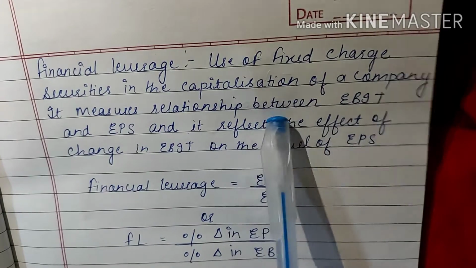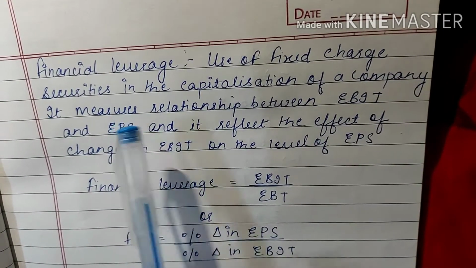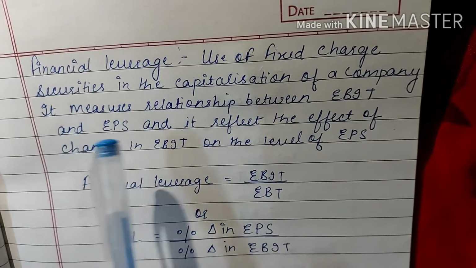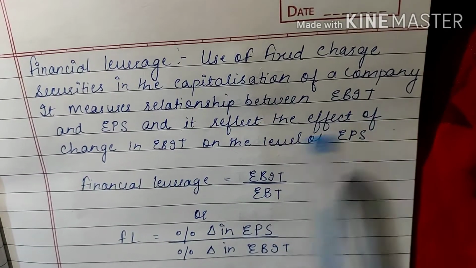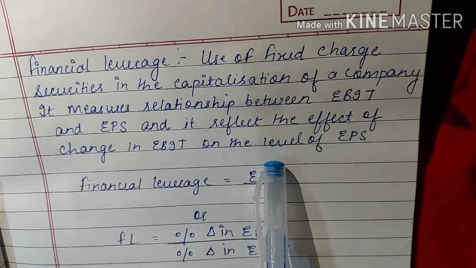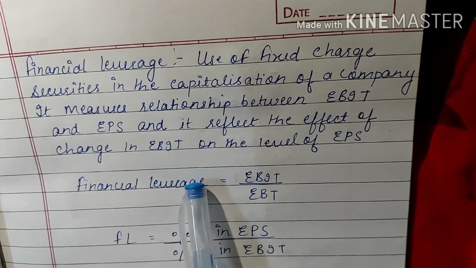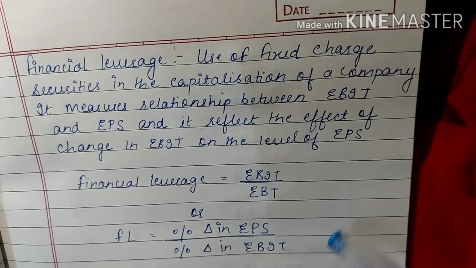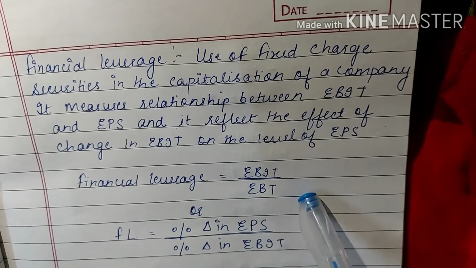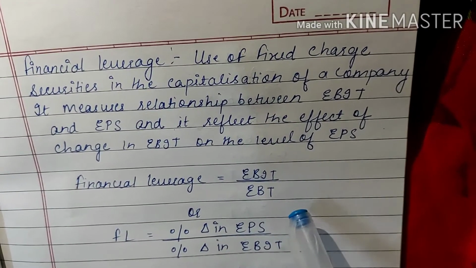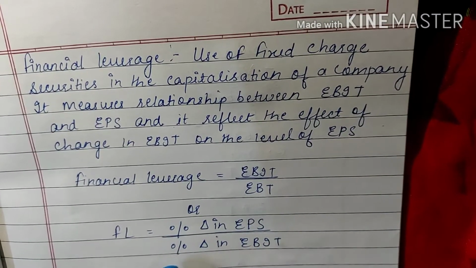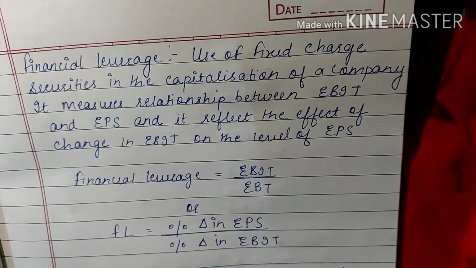Second is financial leverage. So it is the use of fixed charge securities in the capitalization of the firm. It measures the relationship between EBIT and EPS, and it reflects the effect of change in EBIT on the level of EPS. It can be calculated by the following two formulas, that is by dividing EBIT upon EBT, and second is percentage change in EPS upon percentage change in EBIT.